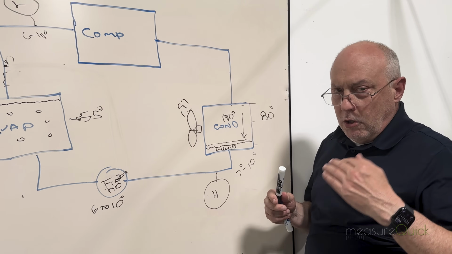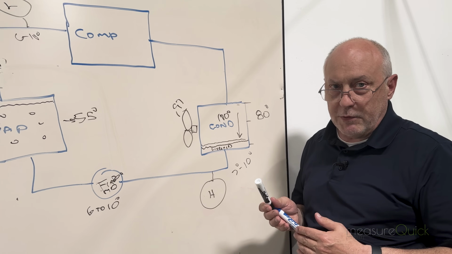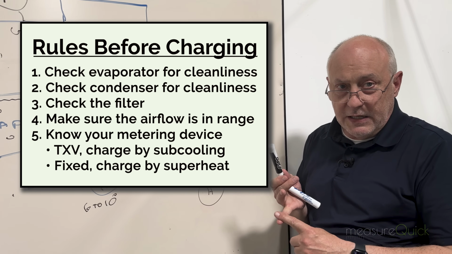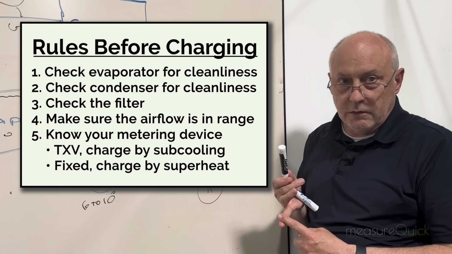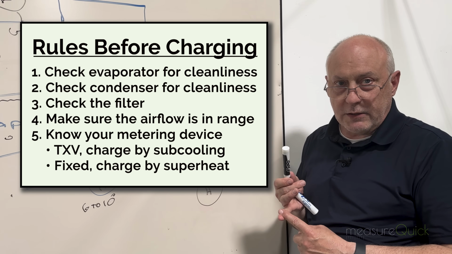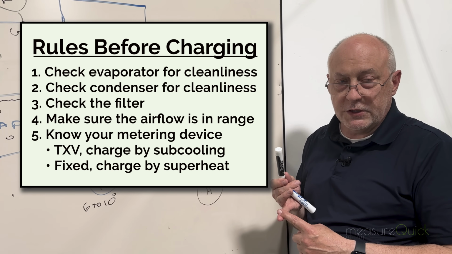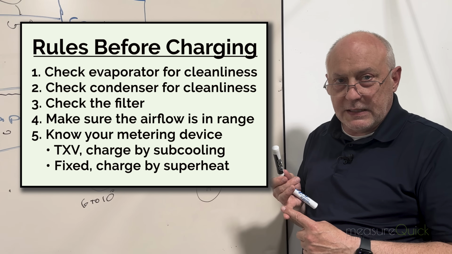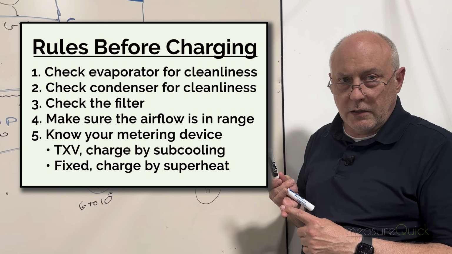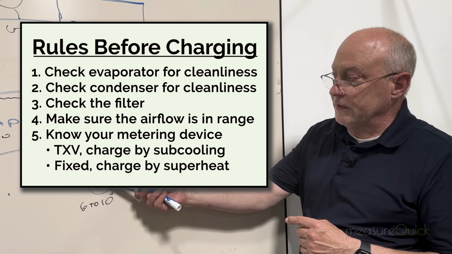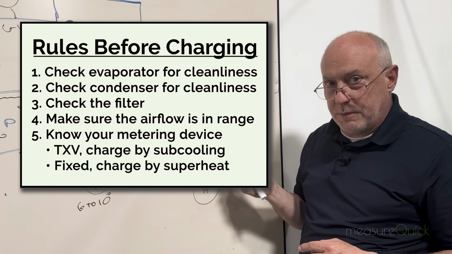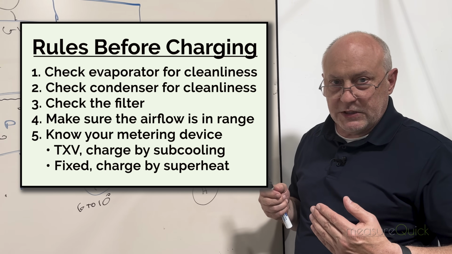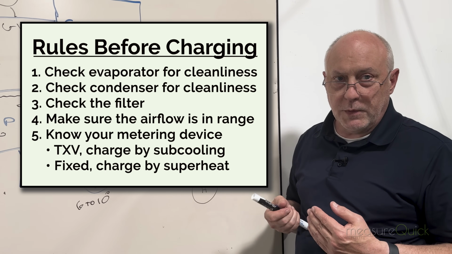So we ultimately, before we charge a system, there's a couple things we need to know. We need to know that A, the evaporator coil is clean, the condenser coil is clean, the filter is clean, right? We need to know that our airflow is in the correct range. It's very critical that we know our airflow is in the correct range before we start charging the system. And then we need to know our metering device type, so we know whether we calculate our superheat or subcooling, because again, a fixed orifice is charged by superheat, a TXV is charged by subcooling, so two different methods of charging. And once we know those variables, then we can let measureQuick do the rest of the magic and help you with the charging process.